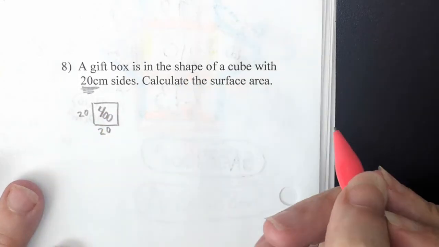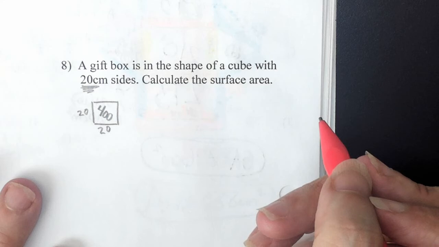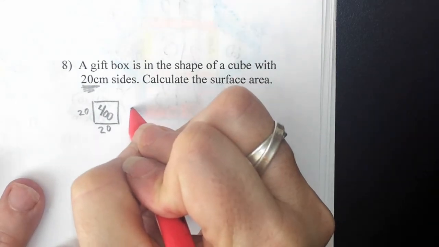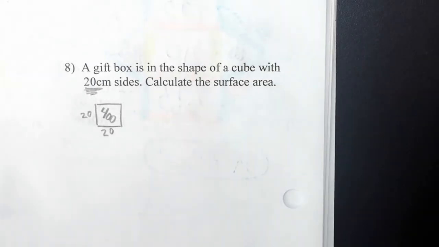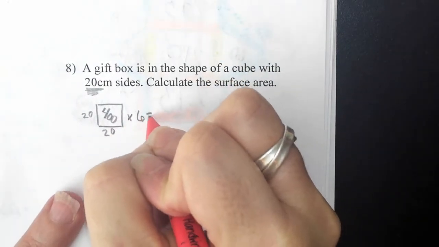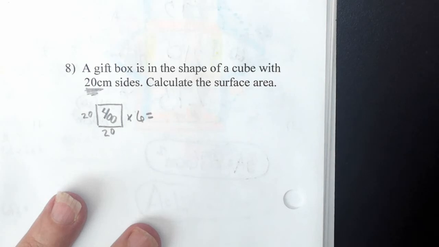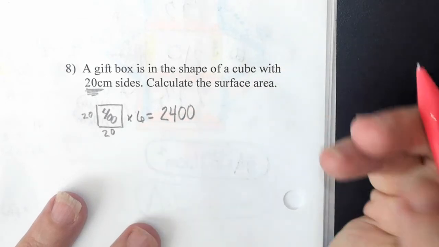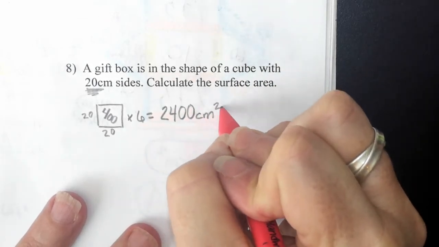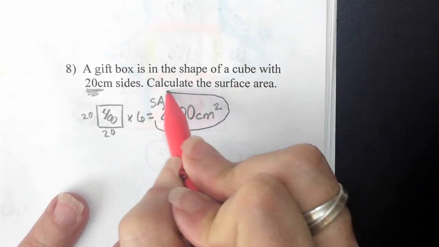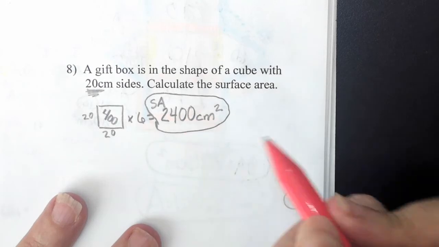Now, here is the thing. That is one square on a cube. How many squares are on a cube? How many walls? 6. There's 2 here, 2 here, and then 2 here. So we have to do basically 400 times 6, which is 2,400 centimeters squared. And that would be surface area. That's one we should be able to think through, I guess.